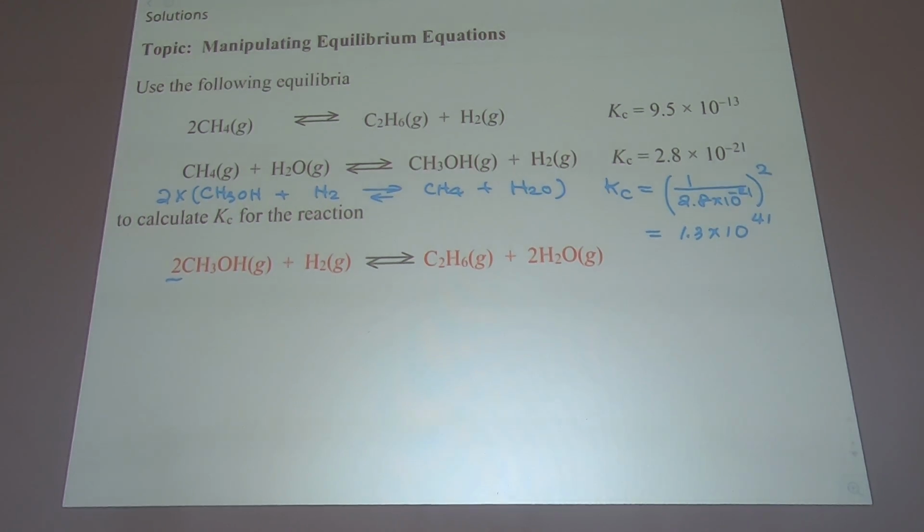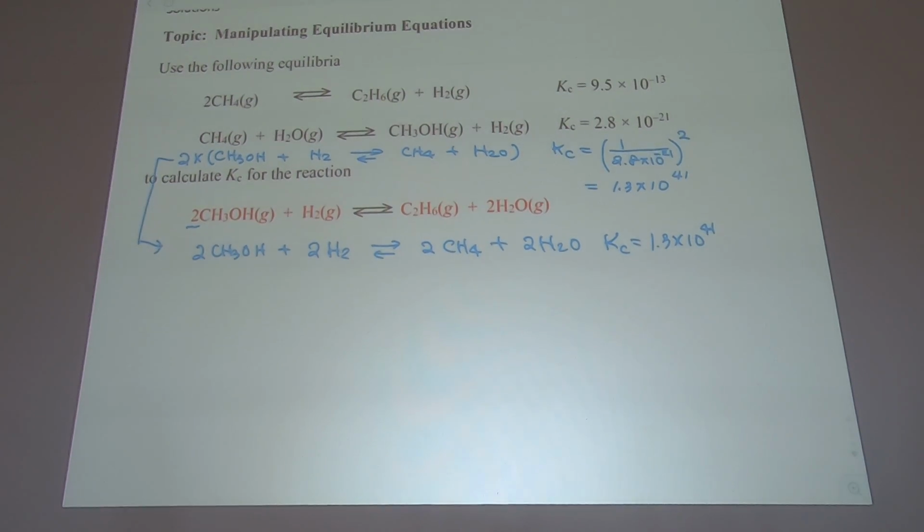Then I am going to rewrite this equation, copying it down one more time: 2 methanol, 2 hydrogen, 2 methane, 2 water. And this is Kc, the concentration-based equilibrium constant, 1.3 times 10 to the 41. Okay, I got it.